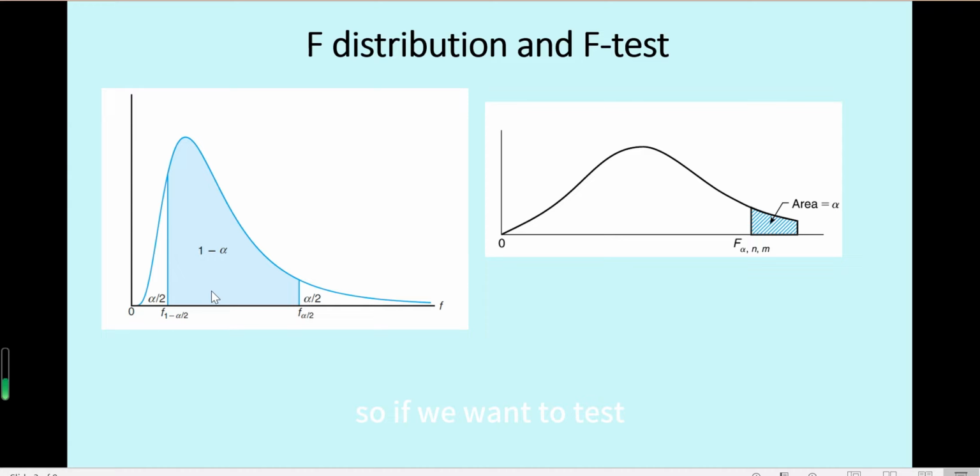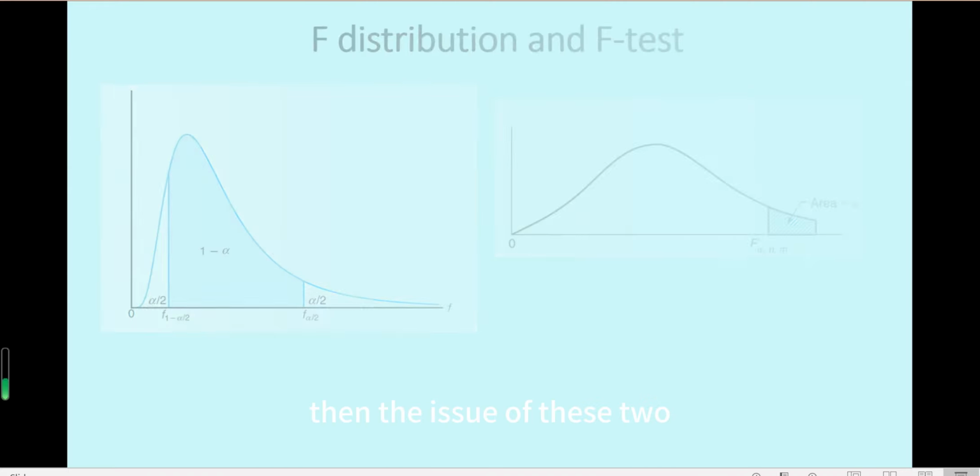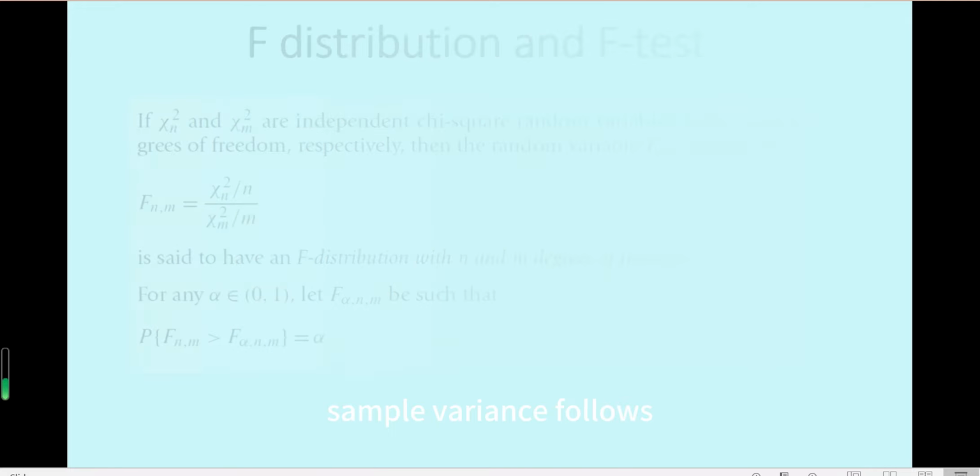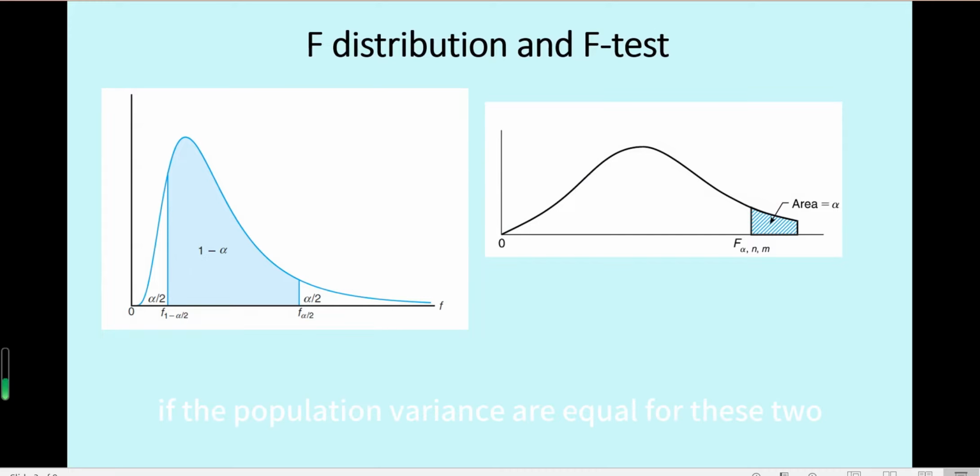So if we want to test F distribution against a null hypothesis, and the null hypothesis states that two variances are equal, this is called F test. We get the samples from two populations, and we get the sample variance from the two samples. Then the ratio of these two sample variances follows F distribution if the population variances are equal. So this is a two-sided test for F distribution.